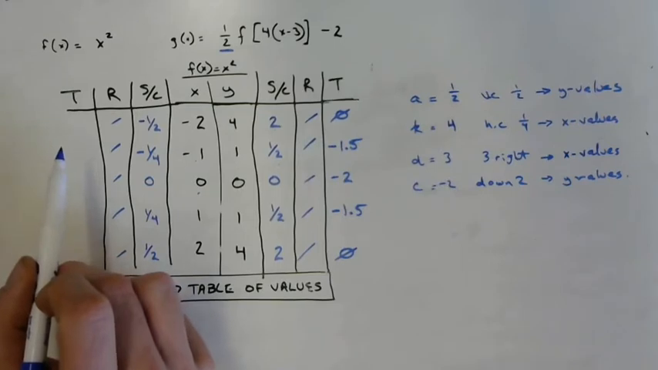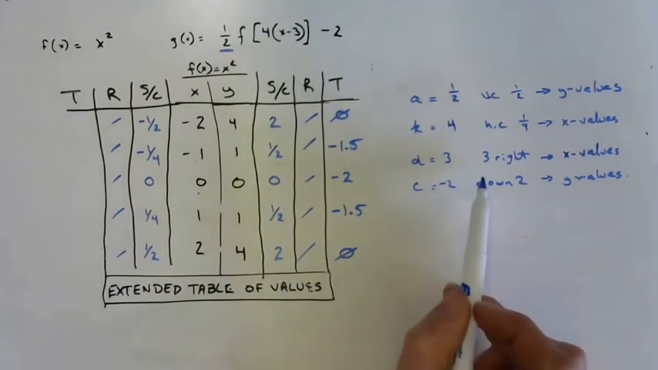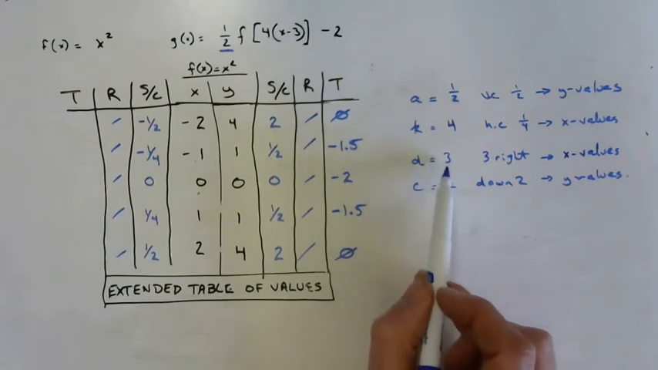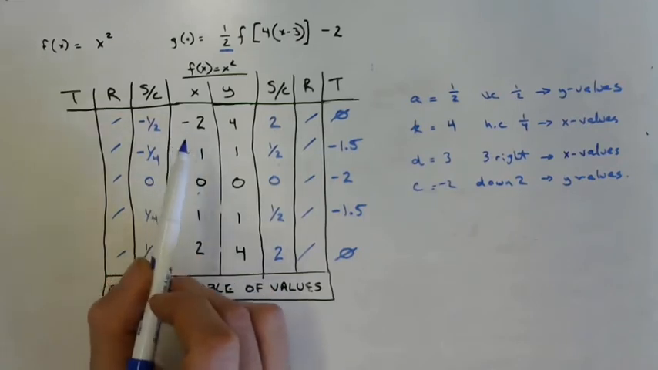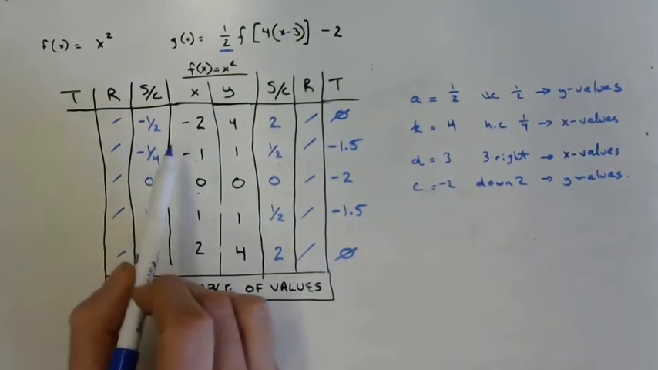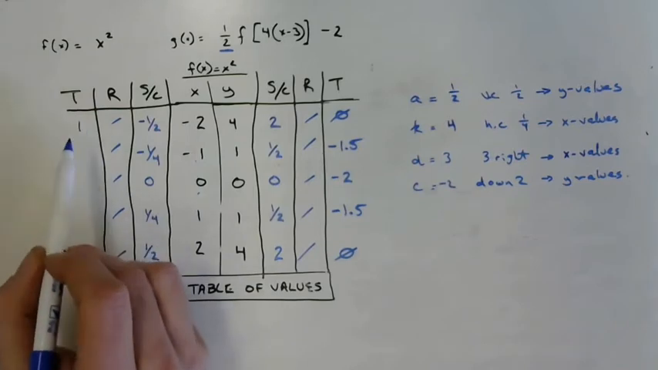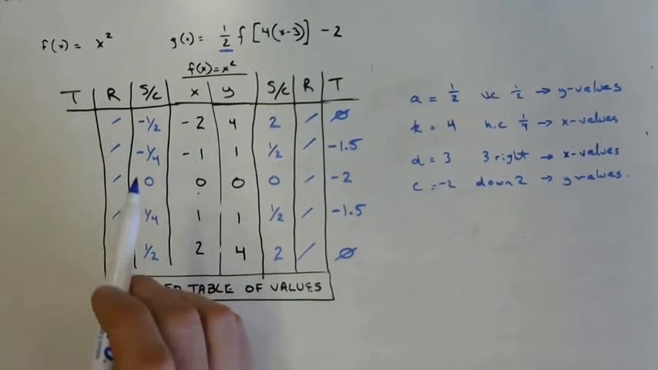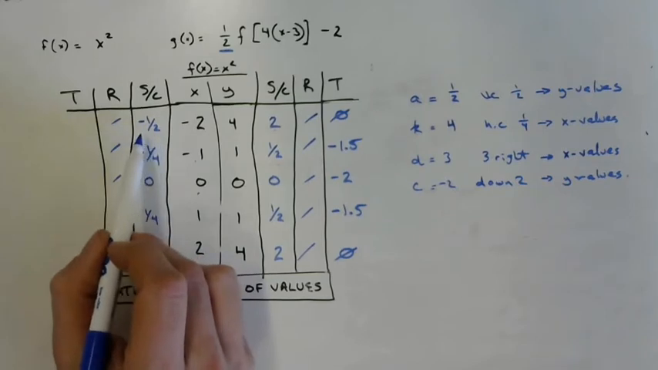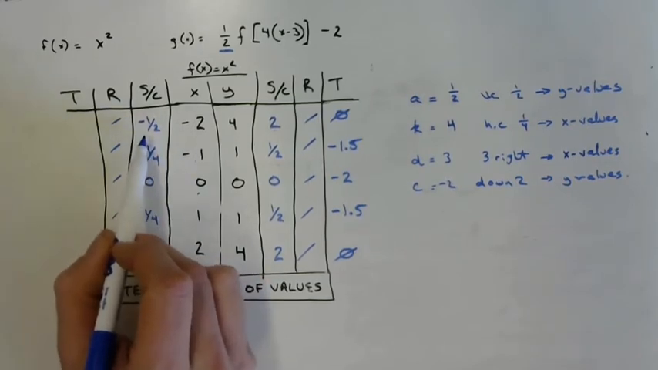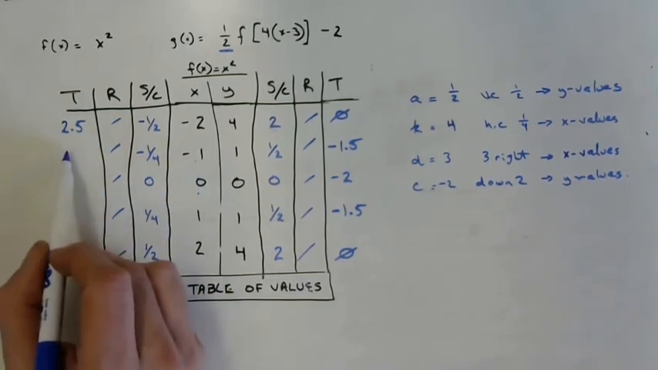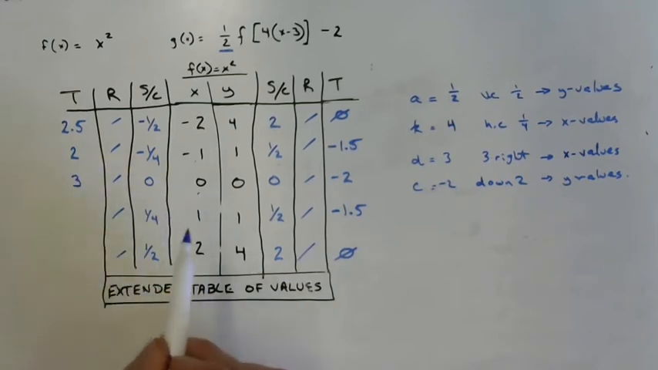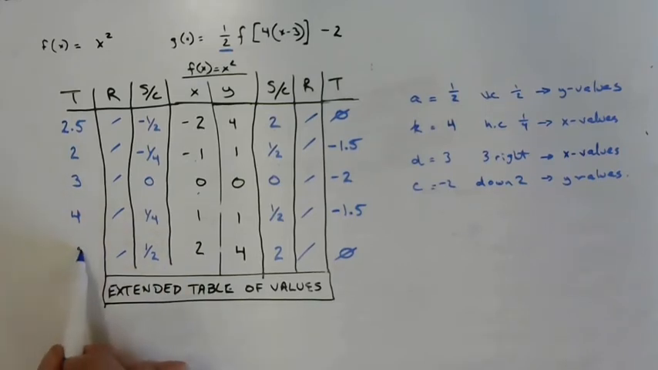Is there a horizontal translation? Yes. 3 to the right. d is positive 3. So that means all of my x's, I'm going to add 3. Don't be tricked. You're not subtracting 3, you're adding 3. Negative 2 plus 3 is 1. Sorry, I'm not at negative 2 anymore. We're at negative 1/2. We're going to add 3. That's going to be positive 2.5. Negative 1 plus 3 is positive 2. 0 plus 3 is 3. 1 plus 3 is 4. 2 plus 3 is 5.